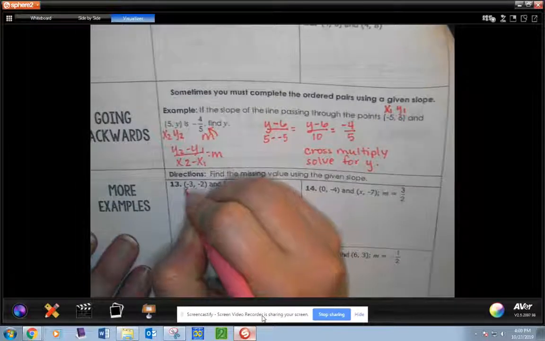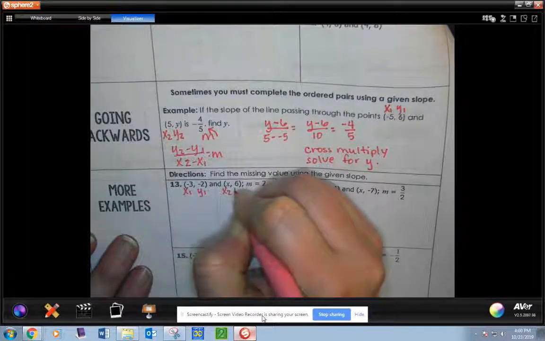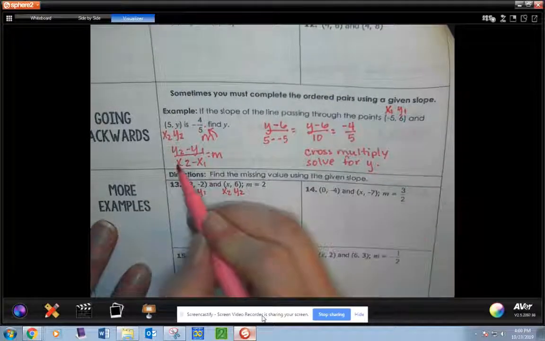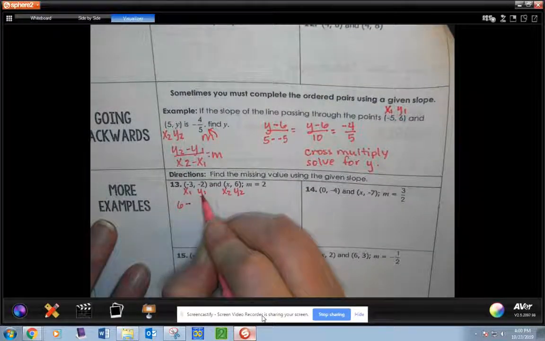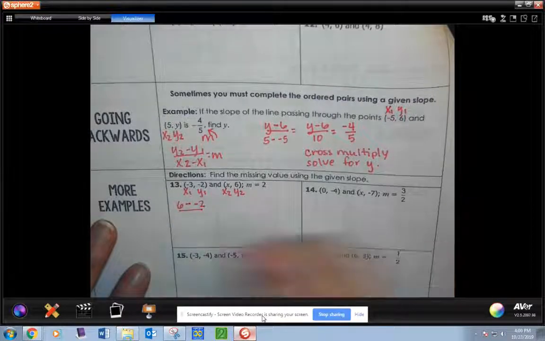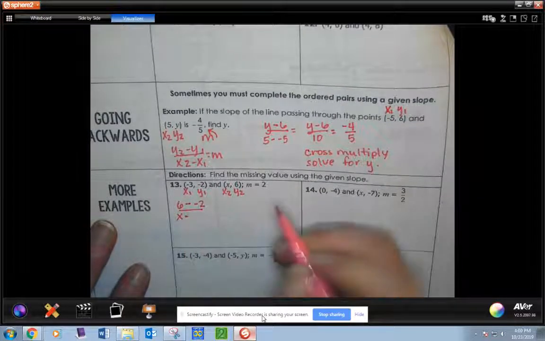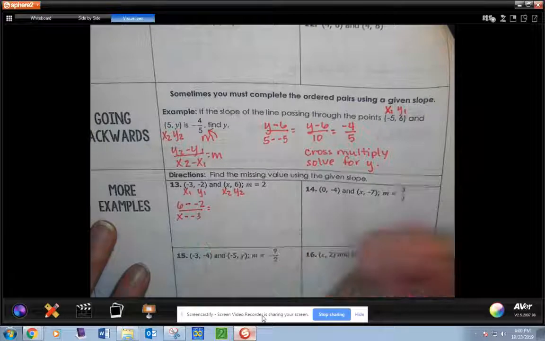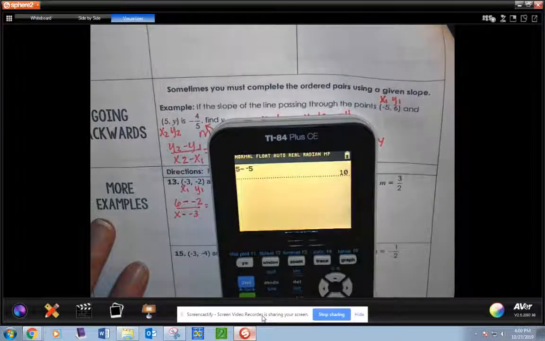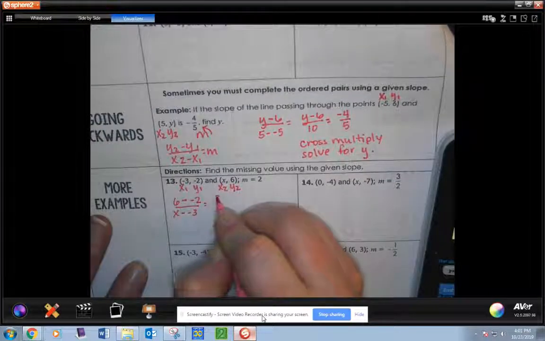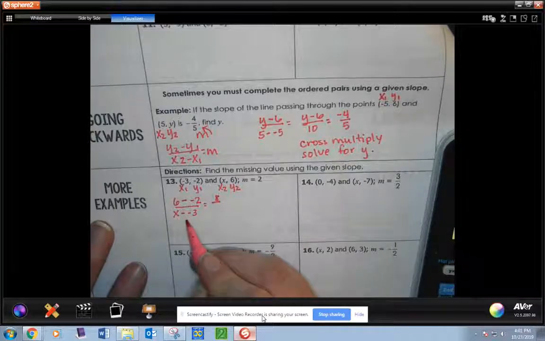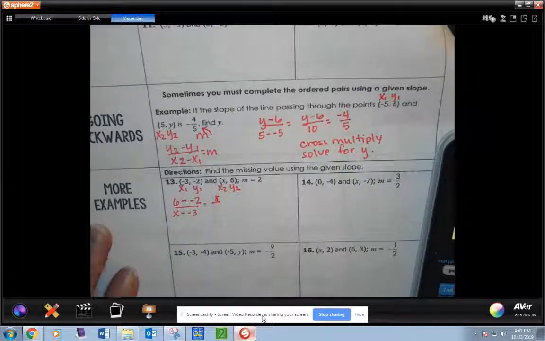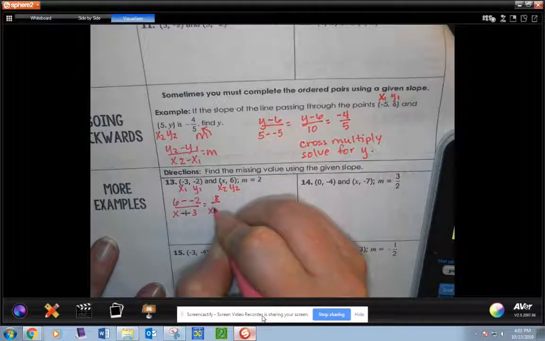This is my x1 and my y1. This is my x2 and my y2. Okay, I'm going to use this formula. Y2 is 6 minus y1 is negative 2 over x2 is x minus, and x1 is negative 3. If you want to change the double negatives to a positive, you can. Or if you want to, you can just do 6 minus negative 2, and that gives you 8. Now here you can't do anything with this. So to simplify it, you are going to have to show me that this becomes a positive because of a double negative. So this becomes x plus 3.